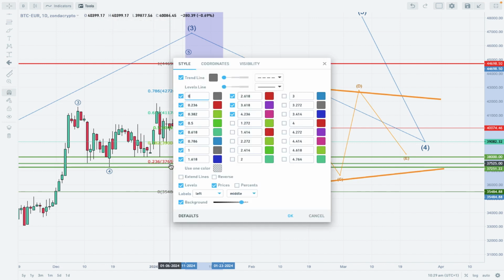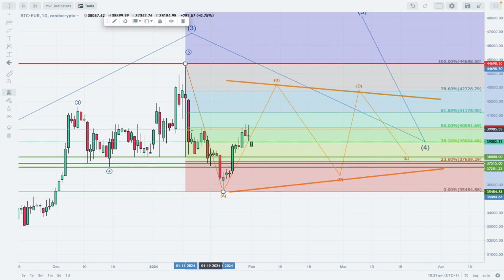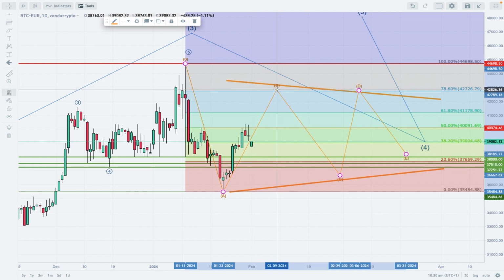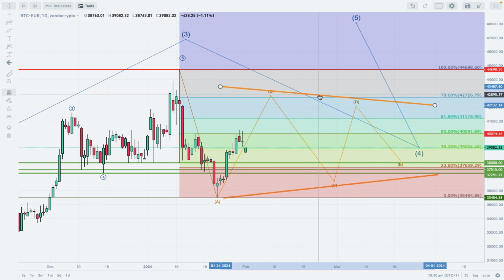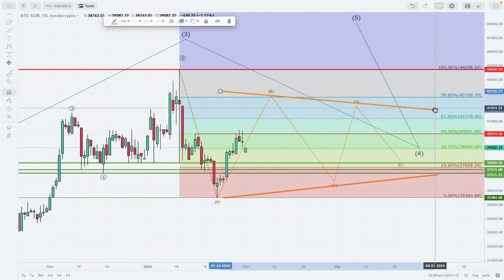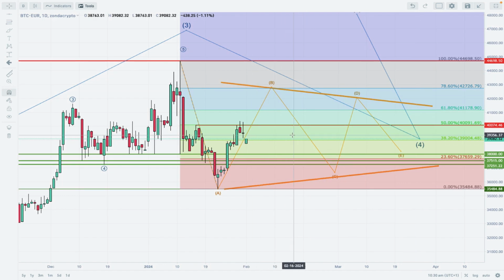Let me just move it to the top right and extend these lines. There you go. So 50% is here. Exactly on this level we hit the 50%. Now we are reversing. Nothing wrong with this. We can go as high as 78%, which is very rare but still possible. So we can hit even the 42,726 level before the upper triangle line will be made. But that's just a rough, very sketchy scenario.